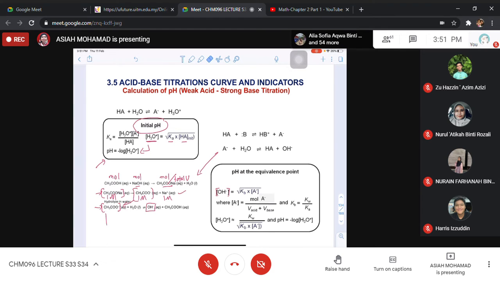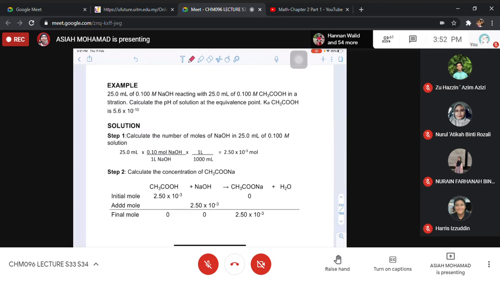Kb, of course in the question you will be given the Ka for acetic acid, usually CH3COOH. So you need to find the Kb for this CH3COO minus in order to use this formula. Once you get the hydroxide concentration, find the pOH and then find the pH. So the concept is almost the same as the second one, but this one changed to weak acid strong base. The previous one was weak base strong acid. Okay, so let's look at this example.